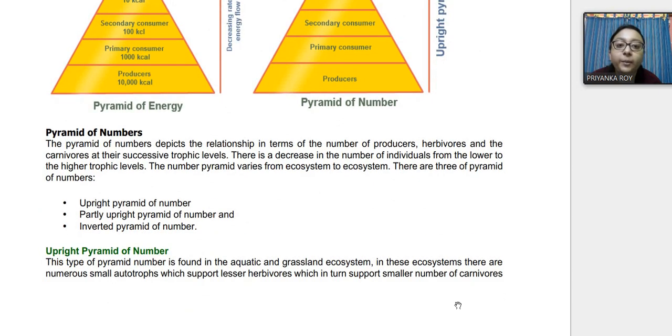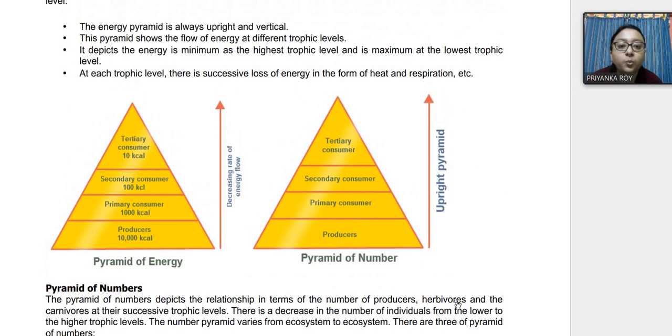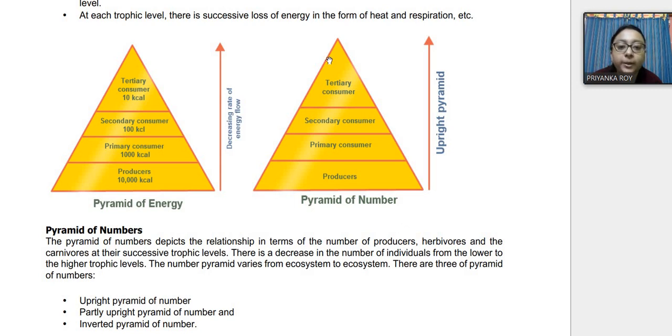Next comes the pyramid of numbers. So the pyramid of numbers can be of three types. Like the energy pyramid is always upright, but the number pyramid can be upright, partly upright, or inverted. Three types. So a number pyramid means that each trophic level will have whatever the number of members there are in the ecosystem. So suppose the first one is this upright pyramid of numbers.